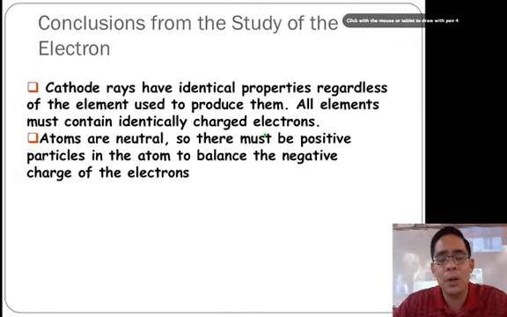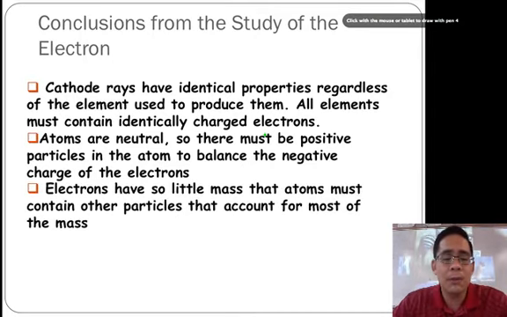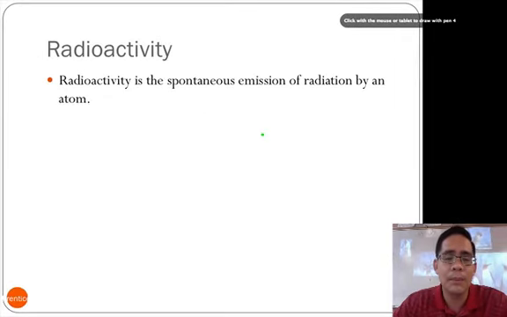Atoms are neutral, so there must be a positive particle in the atom to balance the negative charge. And that's where J.J. Thomson got his plum pudding model. Since it was always neutral, if there was electrons coming out, there must be some positive charge in there. Now we know, of course, those are protons. And of course, electrons have so little mass that atoms must contain other particles that account for most of the mass. And we're going to talk about another experiment that proves where that mass comes from.